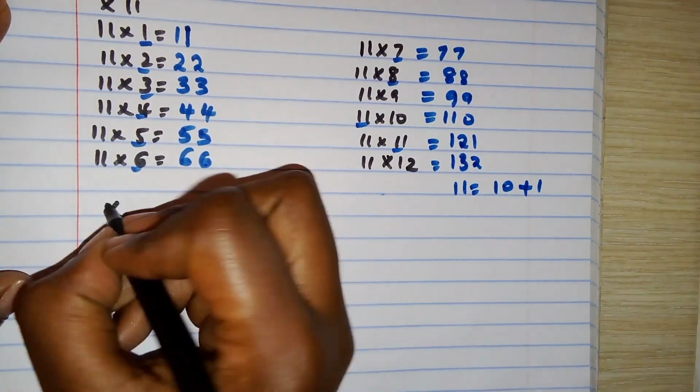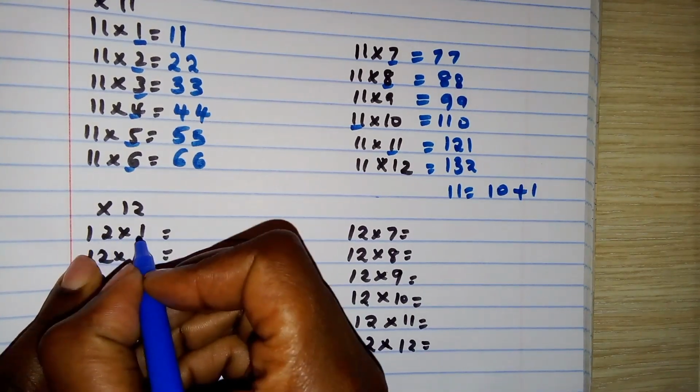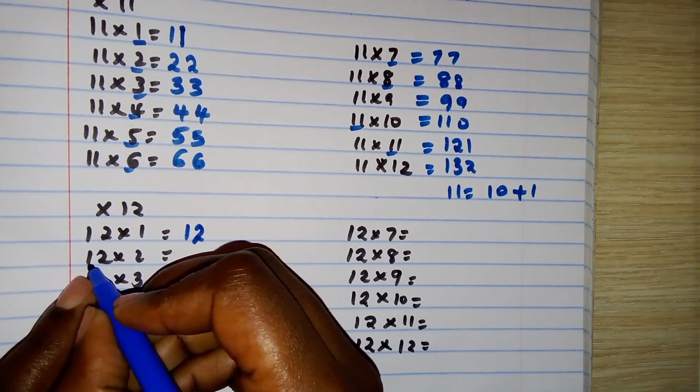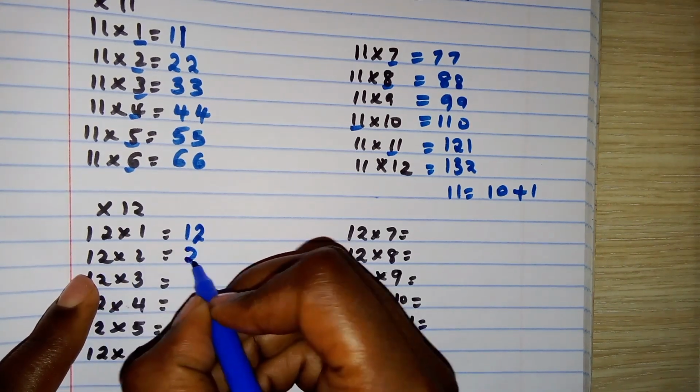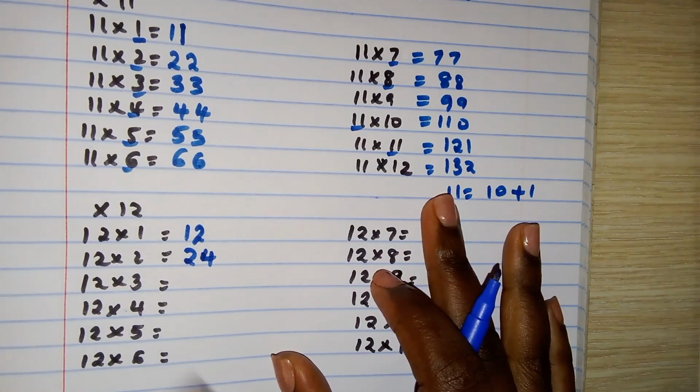Now in the last times table we have 12. 12 times 1, any number times 1 is the number, 12. 12 times 2 is the same as doubling 12. So 12 plus 12 is 24. So there's a trick also for the 12 times table.